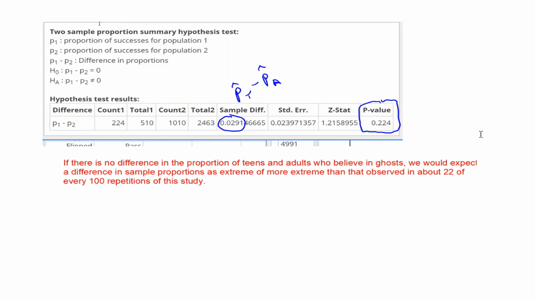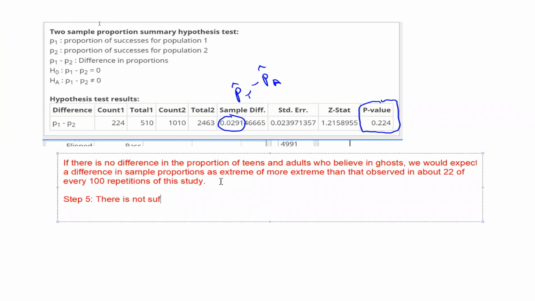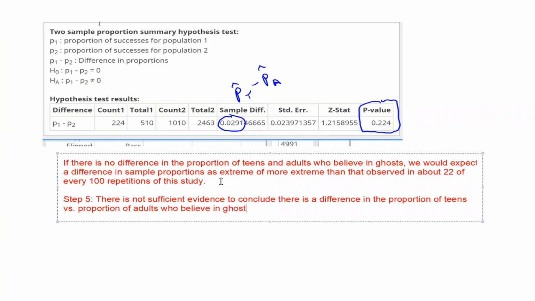In other words, we did not observe anything that's unusual under the assumption the proportion of teens is the same as the proportion of adults who believe in ghosts. And so now I can do my step 5, which is to state the conclusion: there is not sufficient evidence to conclude there is a difference in the proportion of teens versus proportion of adults who believe in ghosts. There's just not enough evidence to say there's a difference between the two.